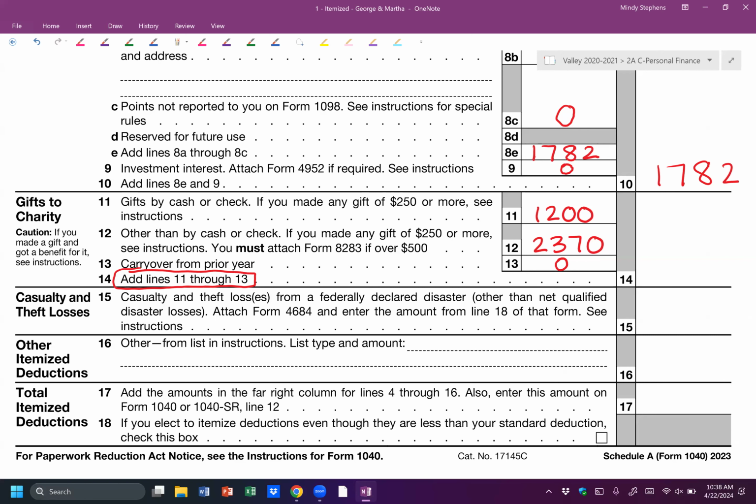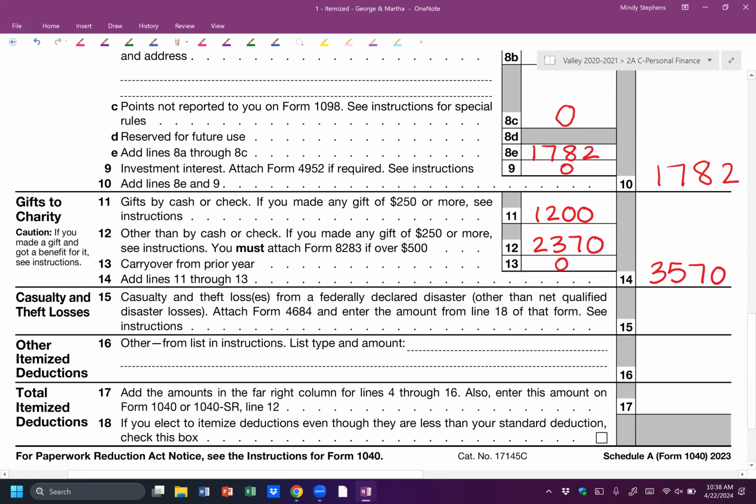So grab your calculator. Read what you said. Read what's in your calculator. There you go. You just said it backwards. So you have the right answer. You just mix your 7 and 5 up. So you have it right. So 3570. So number 15 says casualty and theft losses from a federally declared disaster.